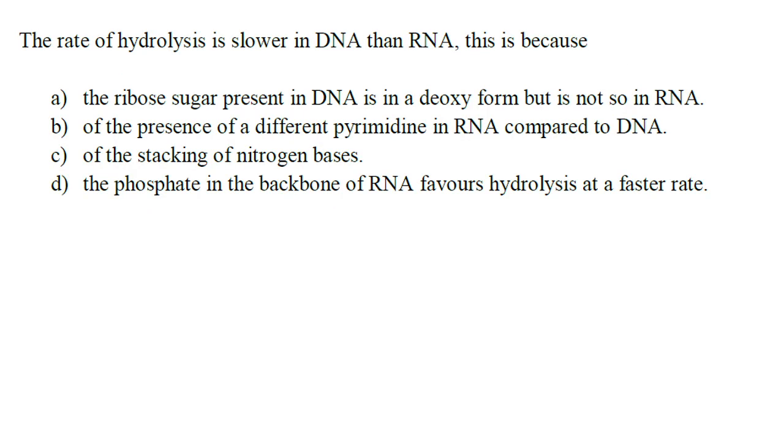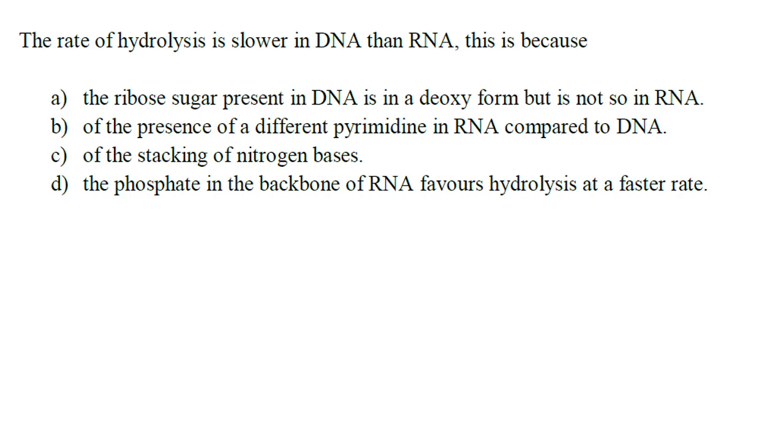Rate of hydrolysis is slower in DNA than RNA. This is because of which reason? The ribose sugar present in DNA is in the deoxy form, but it is not so in RNA, or the presence of different pyrimidines in RNA compared to DNA, or the stacking of nitrogen bases, or the phosphate in the backbone of RNA favors hydrolysis at a faster rate. Option C, the stacking of nitrogen bases.